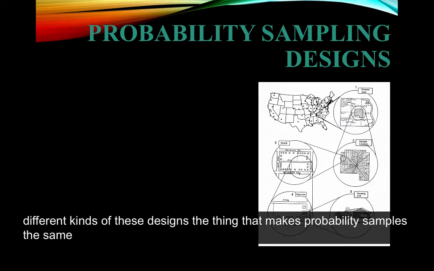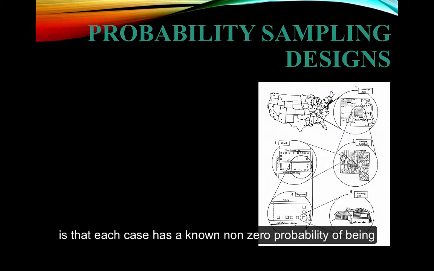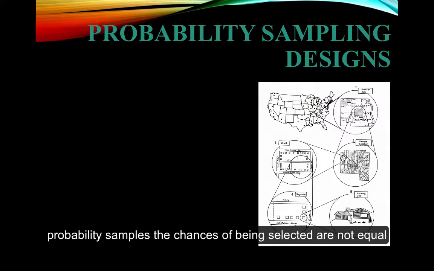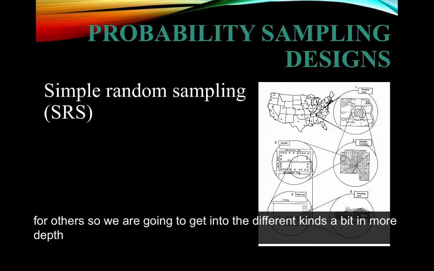Okay, so different kinds of these designs. The thing that makes probability samples the same is that each case has a known non-zero probability of being selected, but they do differ in some ways, as for some types of probability samples, the chance of being selected is not equal, though it is for others. So we're going to get into the different kinds a bit in more depth.